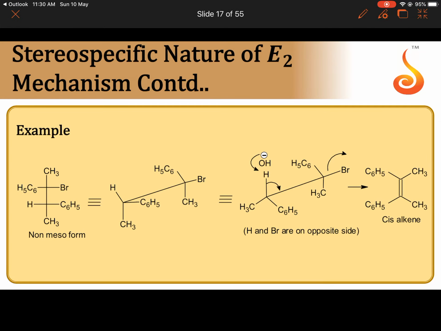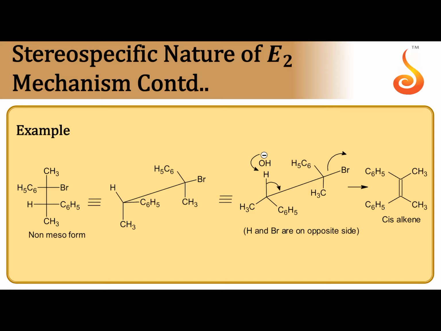Stereospecific nature of E2 mechanism I wanted to explain. E2 mechanism is an example for stereospecific reaction. During the elimination, beta elimination, a specific stereoisomer is formed from another specific stereoisomer. During the elimination, I will give one best method to get the geometrical isomer: which geometrical isomer is obtained from which stereoisomer, which optical isomer.